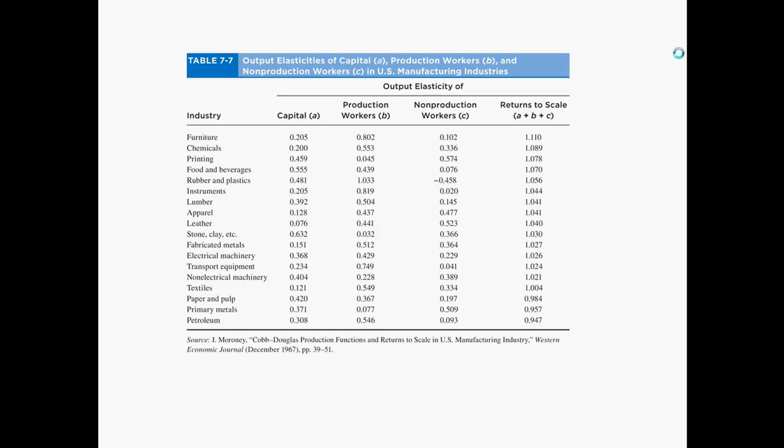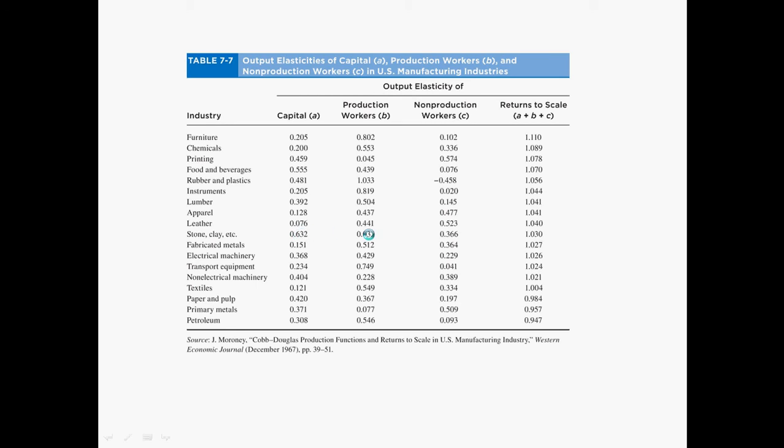So somebody's gone through and empirically estimated these output elasticities for a whole bunch of industries. And of course, this is challenging to do because there's all sorts of things you have to worry about and control for and so on. But furniture, chemicals, so capital, there's interesting variation here. I mean, 0.2, 0.2, 0.4, 0.5. Let's see, what's the highest one? Maybe that's the highest one. No, stone and clay. So here there's lots of elasticity with production workers.